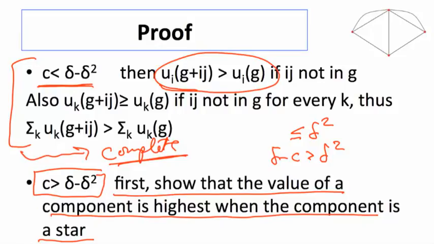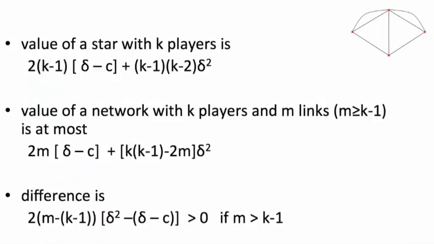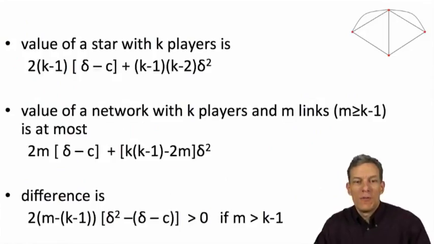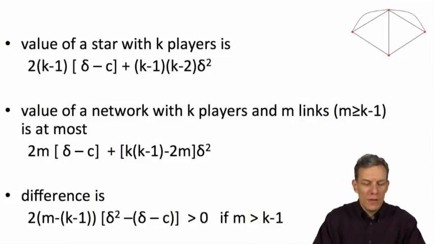So when costs get high enough, a star is not even valuable. So basically what we're going to show is if you're going to arrange people in this, when C is bigger than delta minus delta squared, you better do it in a star, and then it's a question of whether a star is valuable. Okay, so value of a star with k players, what is it?